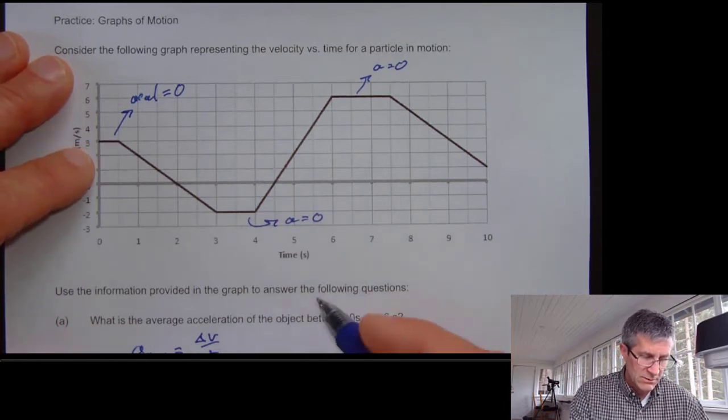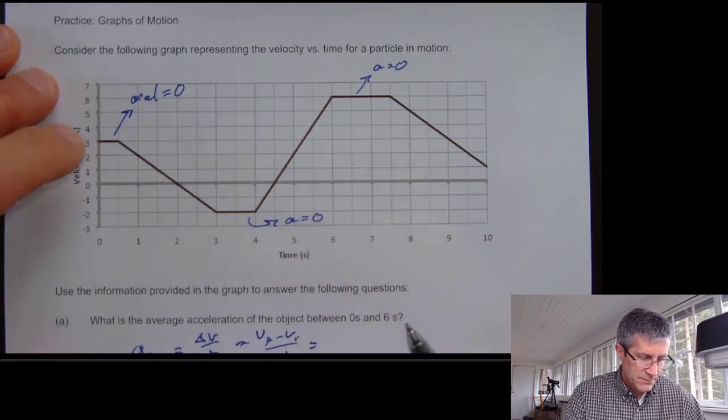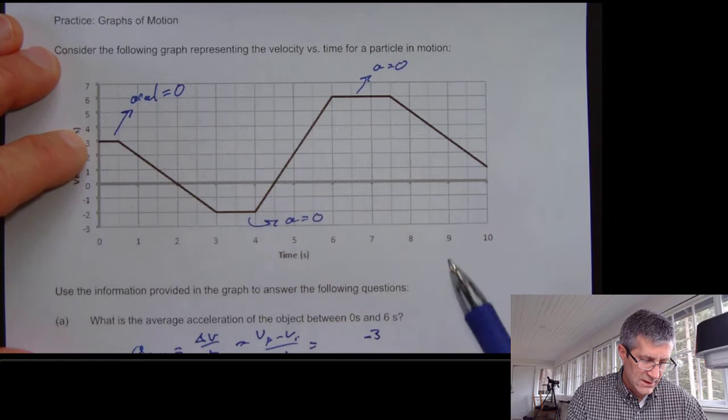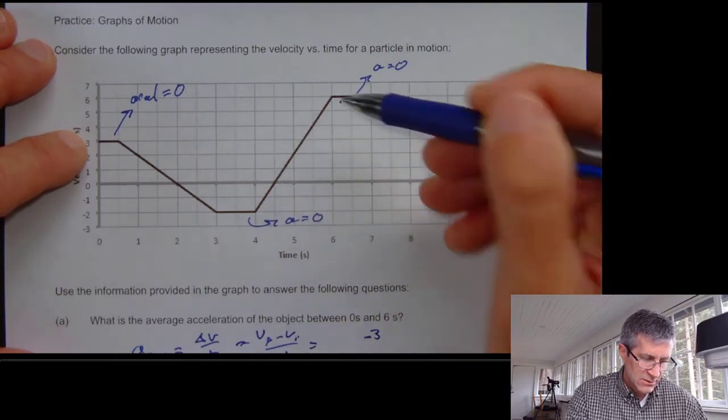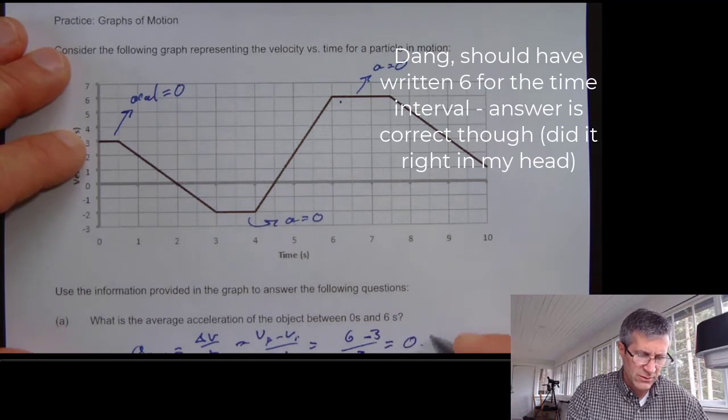So it's going to be v final minus v initial divided by time. I had an initial velocity of 3. I'm going to subtract that from my final velocity at 6 seconds, which is 0, divided by 6. So I'm going to get 0.5 meters per second squared. Hopefully you got something close to that.